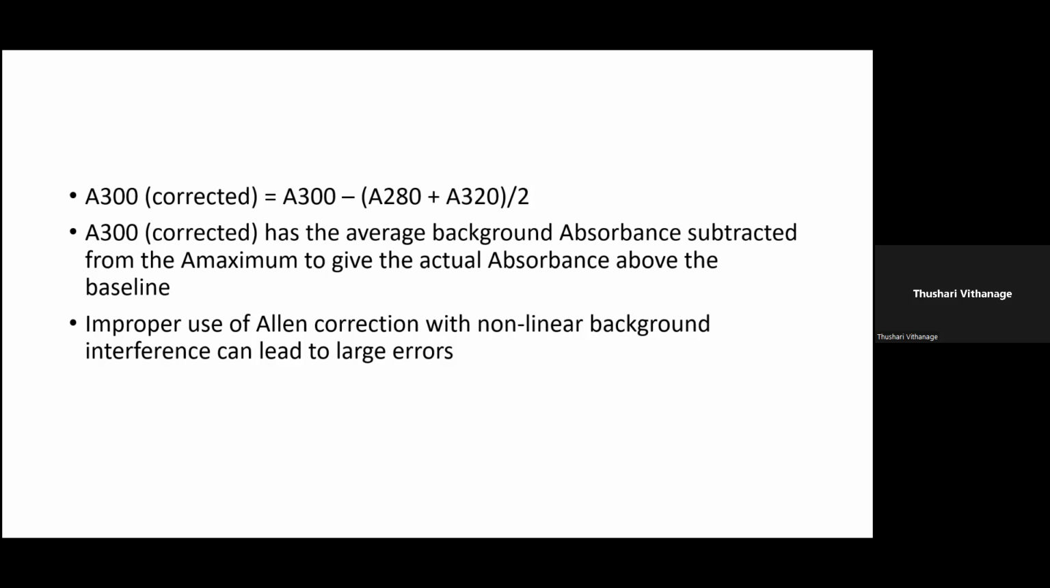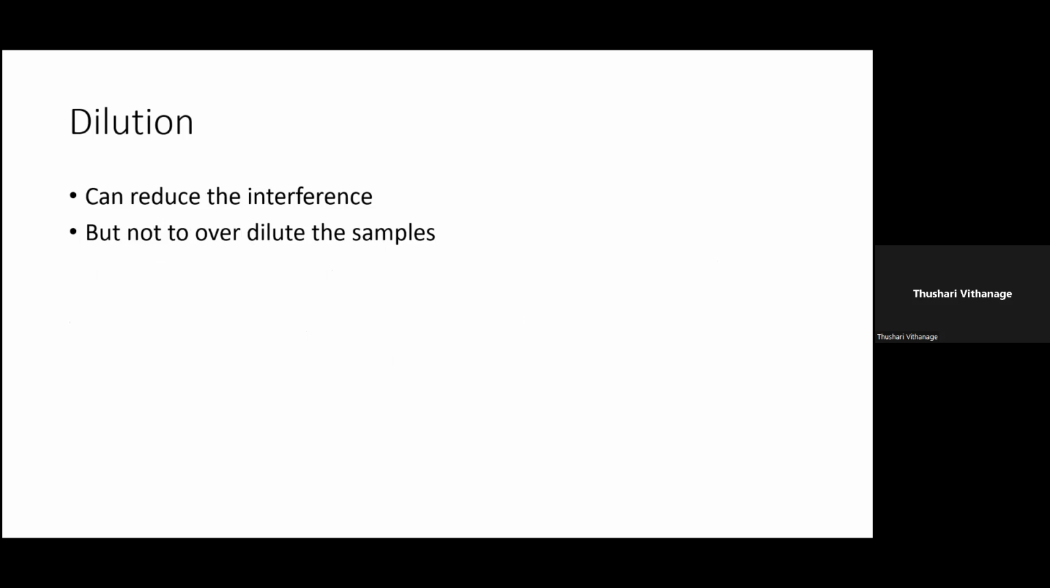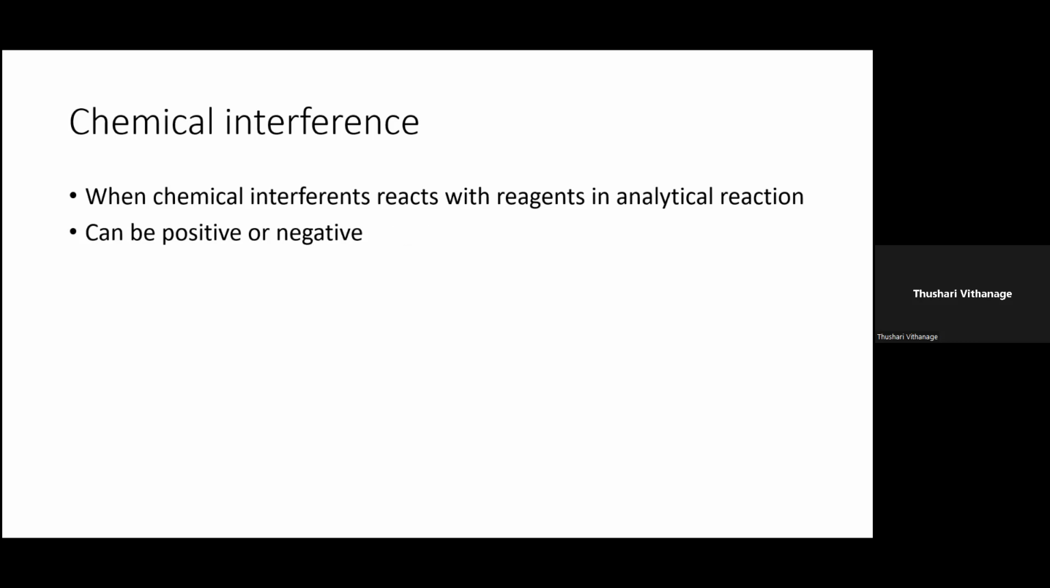But you have to remember that improper use of Allen correction with nonlinear background interference can lead to large errors. Allen correction is effective in minimizing the effect of interference by bilirubin and turbidity in direct spectrophotometric analysis of serum hemoglobin. And we can use dilution, which can reduce the interference, but we have to be careful not to over dilute the sample. When we talk about chemical interference, chemical interferents react with reagents in the analytical reaction.